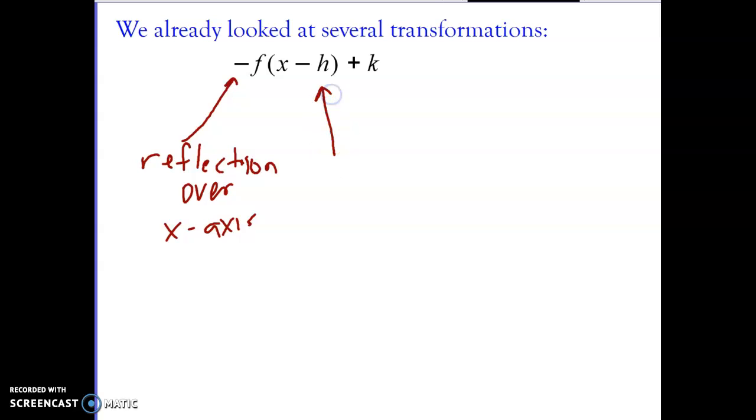And we talked about the fact that this number that's on the inside moves your function to the left or to the right, depending on what the number is. And this number that's on the outside of the function moves your whole function up or down, again, depending on what the number is. Okay, there are a couple more things that we need to look at as far as transformations go.